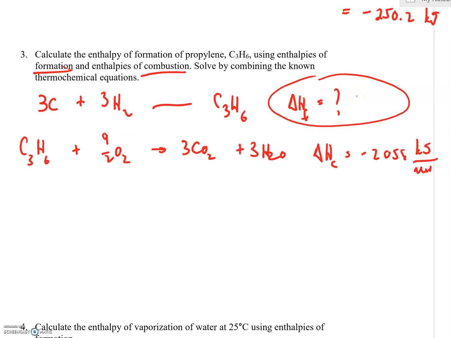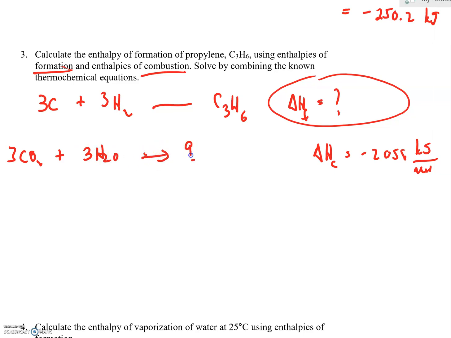So the first thing we want to do is flip this combustion equation around so that the C3H6 lines up as a product. So we're going to say 3CO2 plus 3H2O yields 9 halves of an O2 and C3H6. That makes this a positive number.